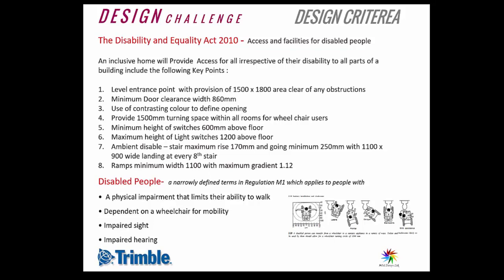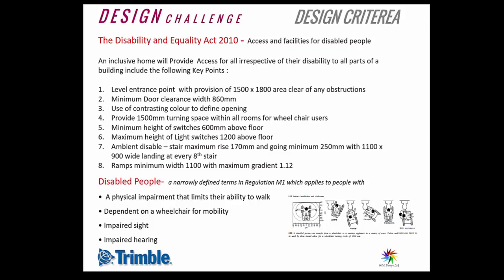One, we need to have a house which has a level entrance point, with a provision of a 1500 by 1800 clear area, free of any obstructions. We need to consider a minimum door width of 860 millimeters. This is to allow for wheelchair access into the property itself. We also need to consider using contrasting colours around the openings itself. This is very much for people who have impaired vision, who can't always fully see where a door starts and a wall finishes.